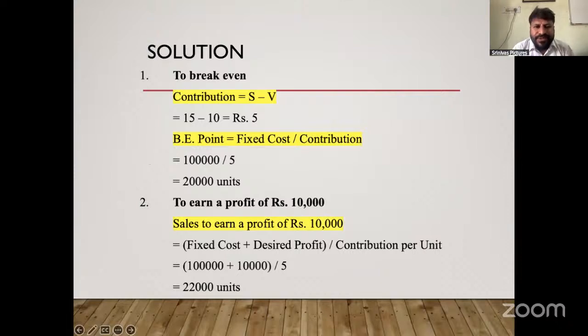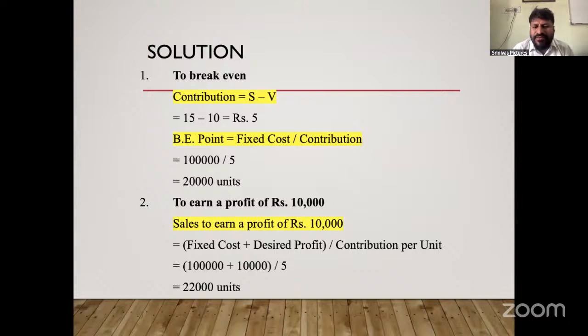So for break-even, contribution is equal to selling price minus variable cost. Here 15 rupees is the selling price and variable cost is 10 rupees. So the contribution is equal to 5 rupees per unit. So break-even point is total fixed cost divided by contribution per unit. Total fixed cost is equal to 1 lakh. So 1 lakh divided by 5, total 20,000 units are required. When you sell the 20,000 units, you will recover the fixed cost only.